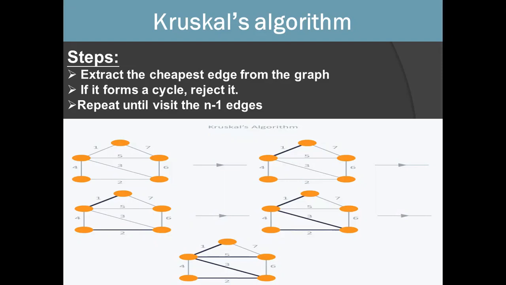And here we go to the steps. Extract the cheapest edge from the graph. If it forms a circle, reject it. If it is not forming a circle, then go to another vertex. Repeat until it visits n minus 1 edges. Here you can see another example. Here you have 1 to 5 edges. From these 5 edges, there are many possible spanning trees from the one graph with the minimum cost.